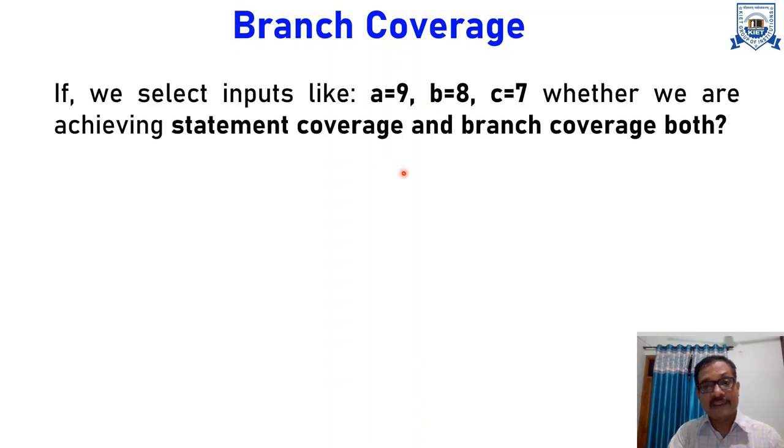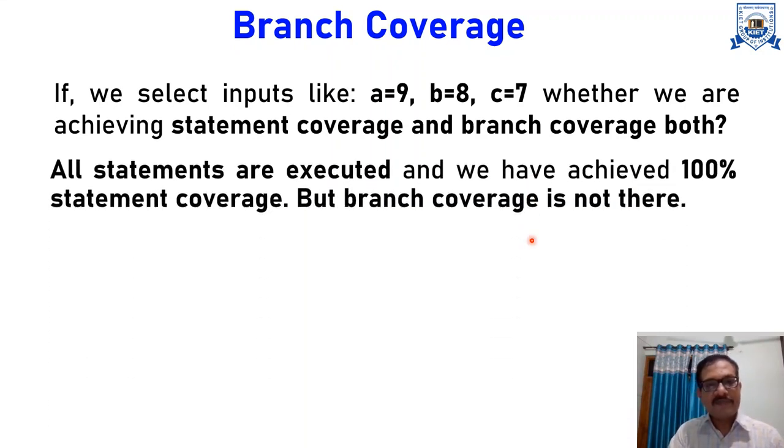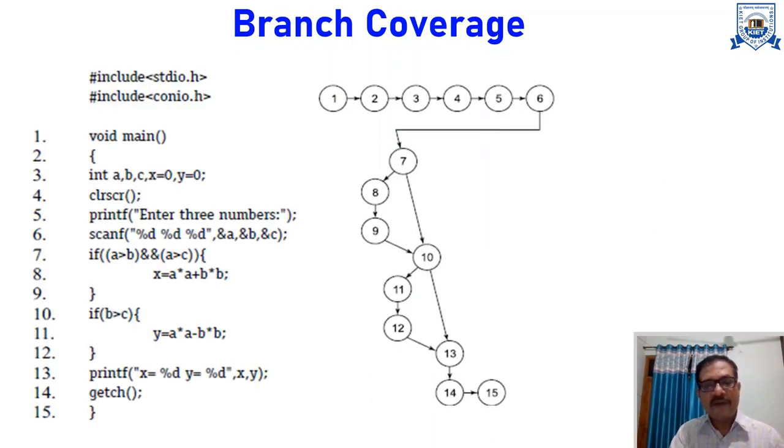Okay, but the question is, what about the branch coverage? Whether with the help of this test case we are able to traverse all the branches of my program or not. If you look, all the statements are executed, we achieve 100% statement coverage, but branch coverage is not there. How? If I'm going to traverse through this graph, at this node where I put the condition, I'm moving in this way, that is the true path I am following, or the true branch I am following.